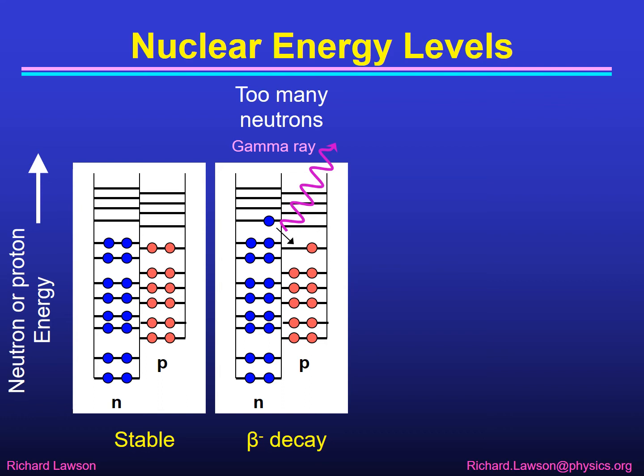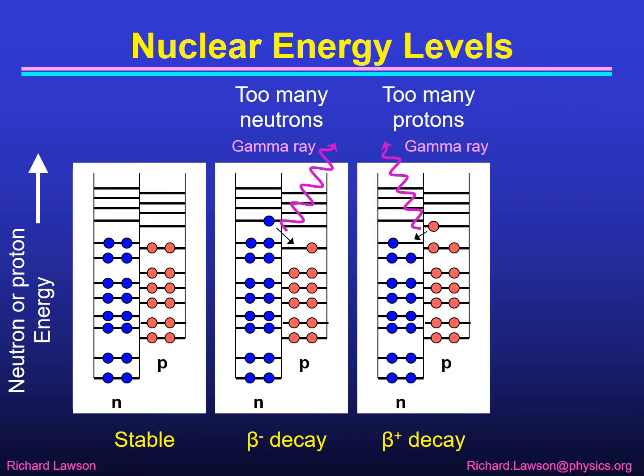of protons. We can have the opposite, where we've got too many protons. So here we have a proton up here with a vacancy in the neutron energy level here. So if that proton decays down to here, it can give off the energy in the form of a gamma ray, but to do it, it has to turn a proton into a neutron, and that is the process that we call beta plus decay, the opposite of this beta minus.